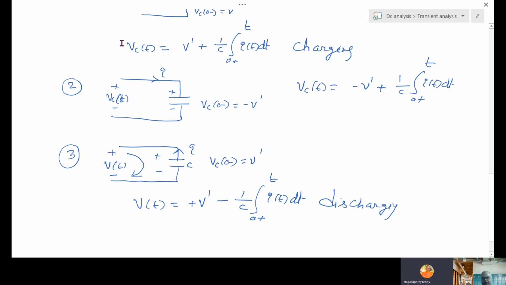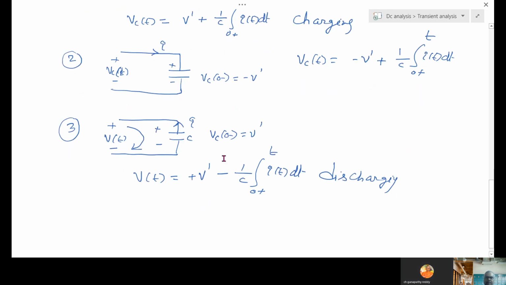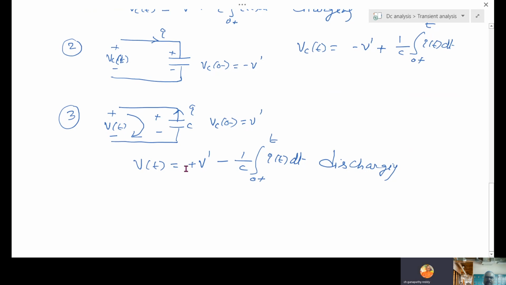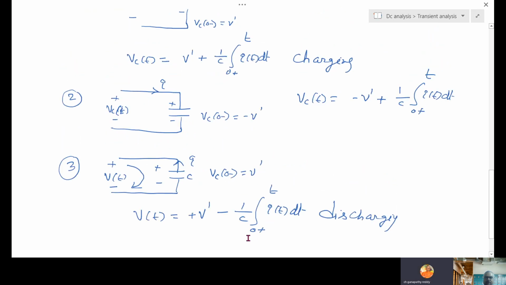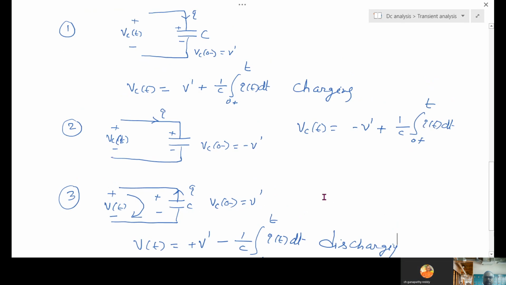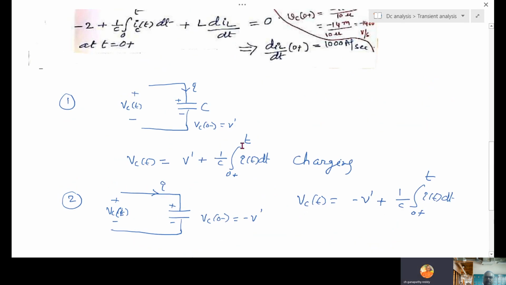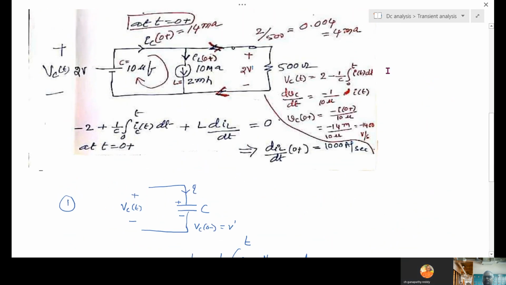So like that we can write depending on the situation. The general equation is minus infinite to t. When I have taken 0 plus to t, this is the initial; minus infinite to 0 minus is already taken care of. So like that, the inductor also we can write. So I stop at this moment.